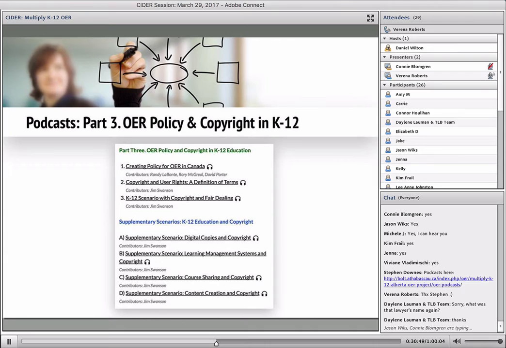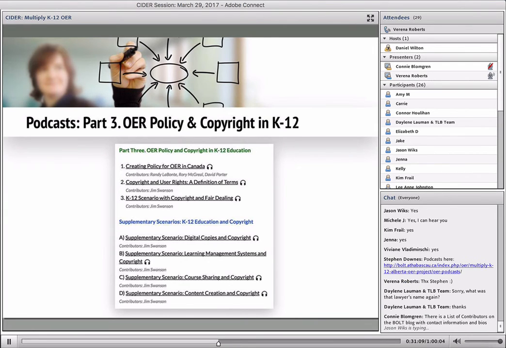For example, in Alberta, we have online courses that are kept in specific learning management systems, and due to the copyright for some of the content, they're not able to share those courses with others. And we talk about when you can and you can't legally.